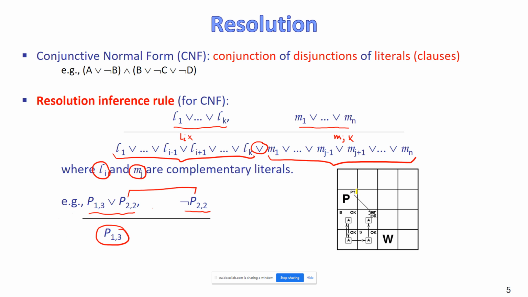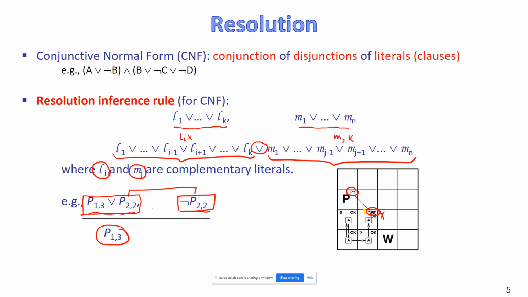So that means that we have a pit here or a pit here. So this is the meaning of this clause. Okay, what is the meaning of this clause? That's not P22. That means that we know somehow that there is no pit in 22. So this is not true.